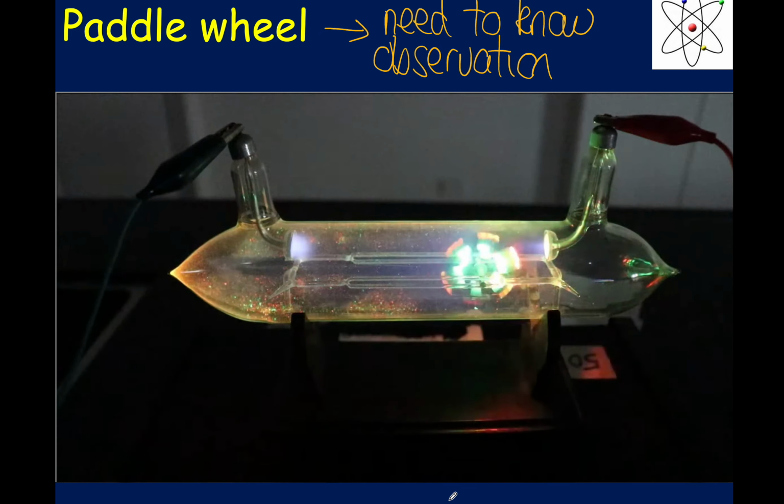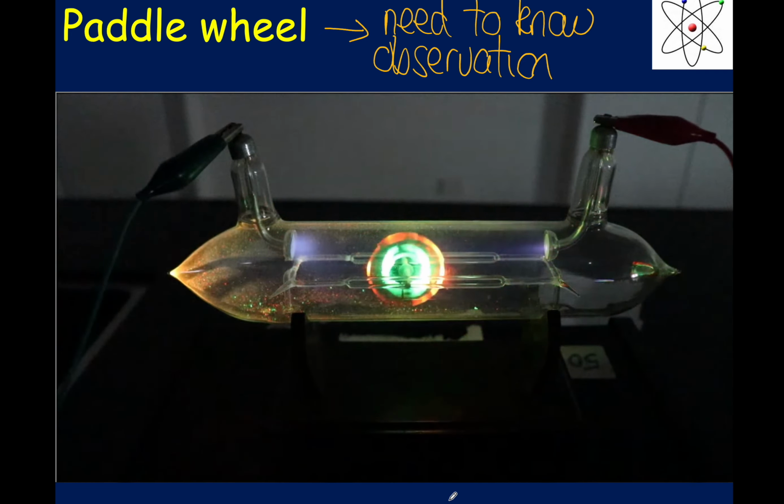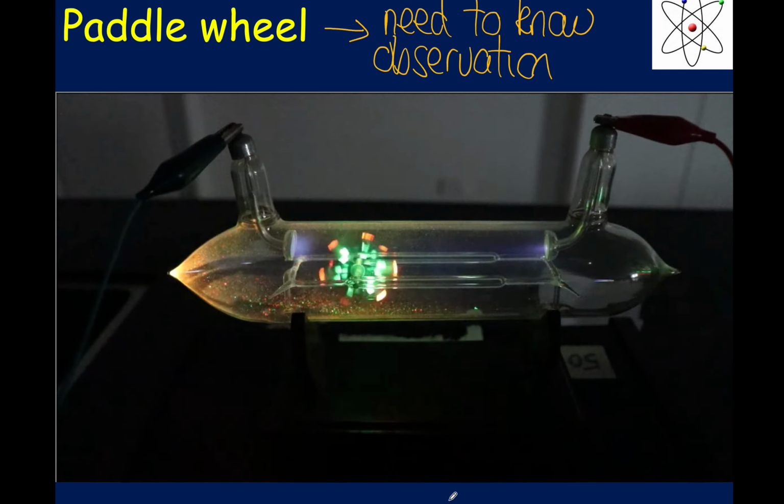And here's one in the darkness, and you can see it really light up. The paddle wheel's coated with a luminescent material that lights up with the electrons.